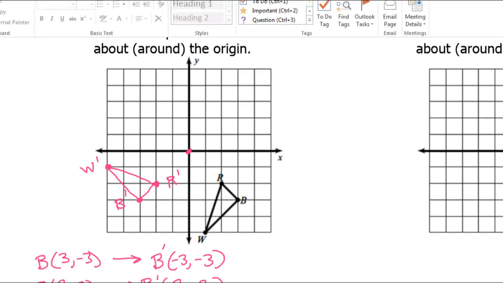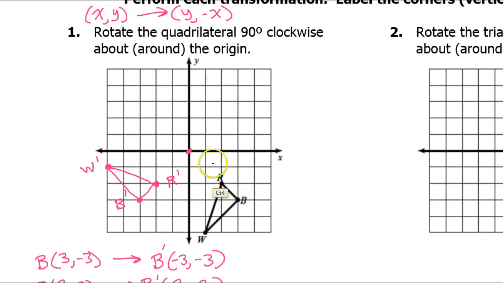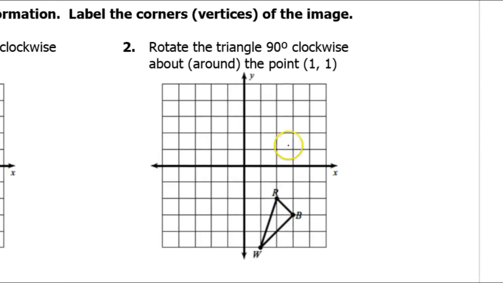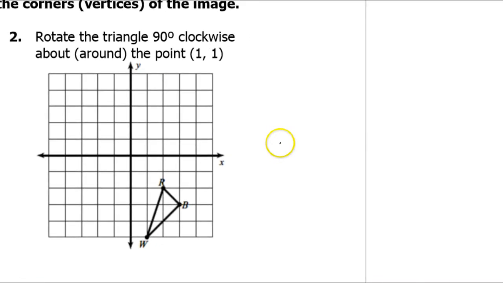You can really just visualize a 90-degree clockwise rotation. Imagine taking this and turning it this way. And it's going to go from this quadrant to this quadrant. Anyway, now, how do we do it when it is not the origin? We're going to have to do some extra steps in here. The bottom line is this. Focus on the location of the new center, 1, 1. Here is the new center.